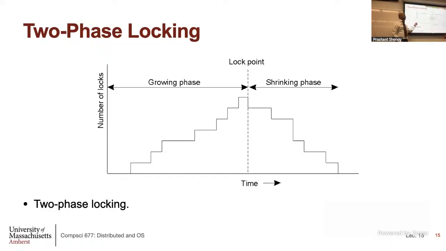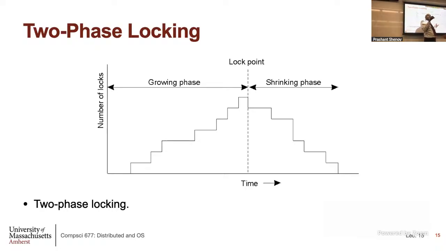So this is called the growing phase. Here the x-axis is time, y-axis is the number of locks held. In the growing phase, you keep getting more locks. And then after a while, the transaction has touched all the data items it needs to touch in the transaction. You will essentially not grab any more locks.